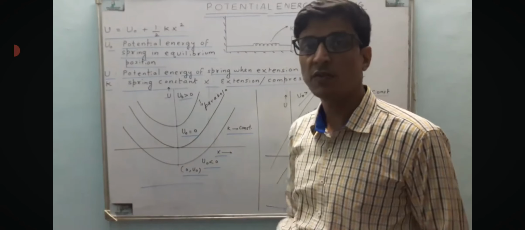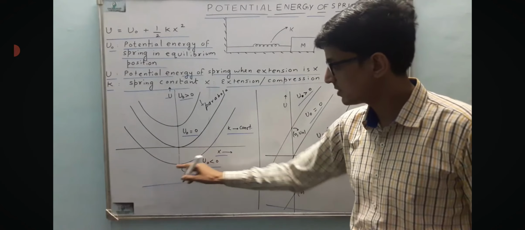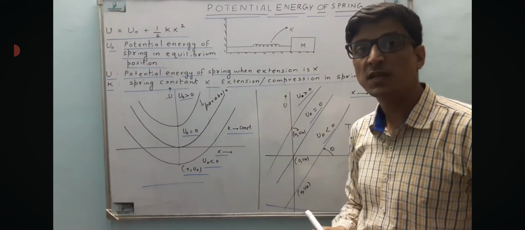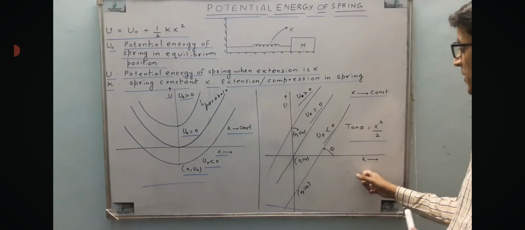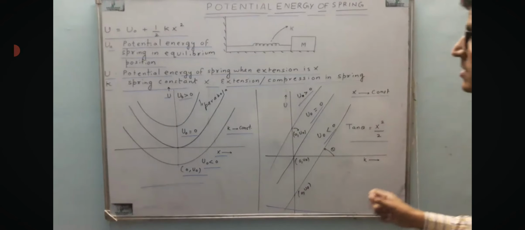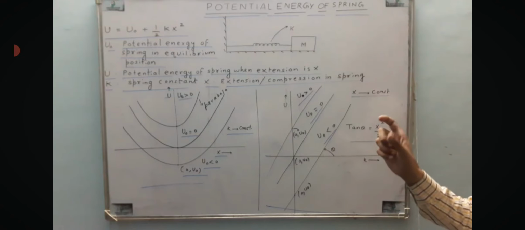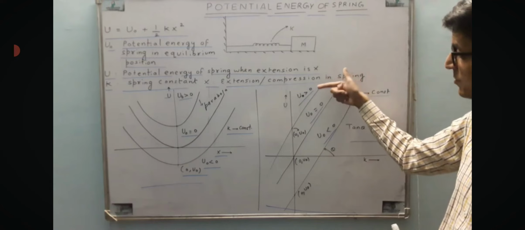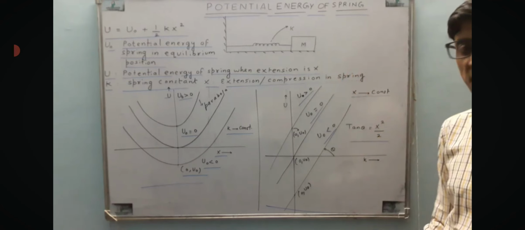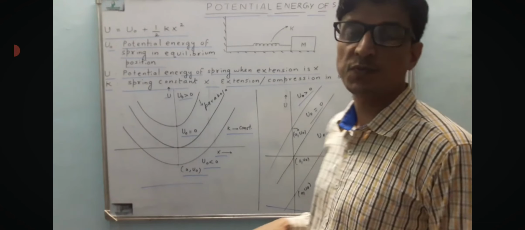If u0 is negative, it will cut the u-axis at this point. So in this way you can draw the graph. We also can draw the graph between u and k. So if x is constant, the graph between u and k will be a straight line because u and k are related by a single degree equation. So this will be the graph. Based on the values of u0, we have three graphs possible. Suppose it makes an angle theta, then tan theta is equal to x square by 2.